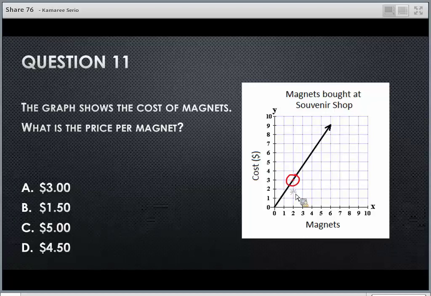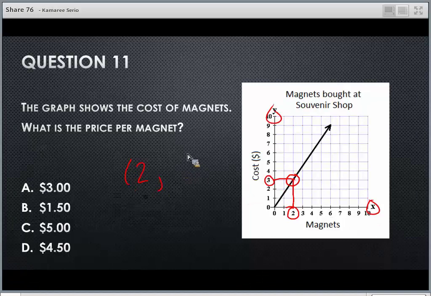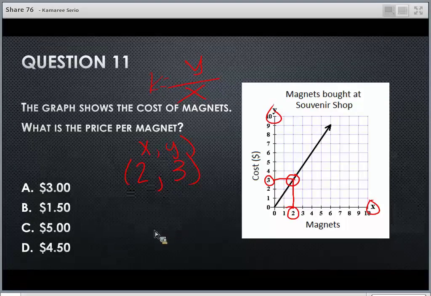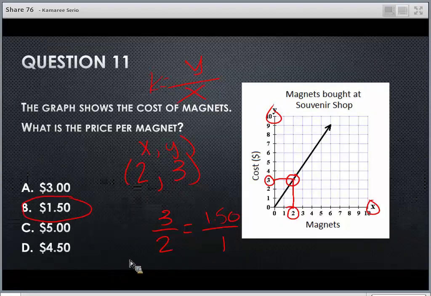So if I follow this straight down, my x is 2. And follow this straight across, my y is 3. Right, so this is x comma y. Remember, it is y over x. That is your constant. All right, so 3 over 2, which is 1.50 over 1. So it is $1.50.